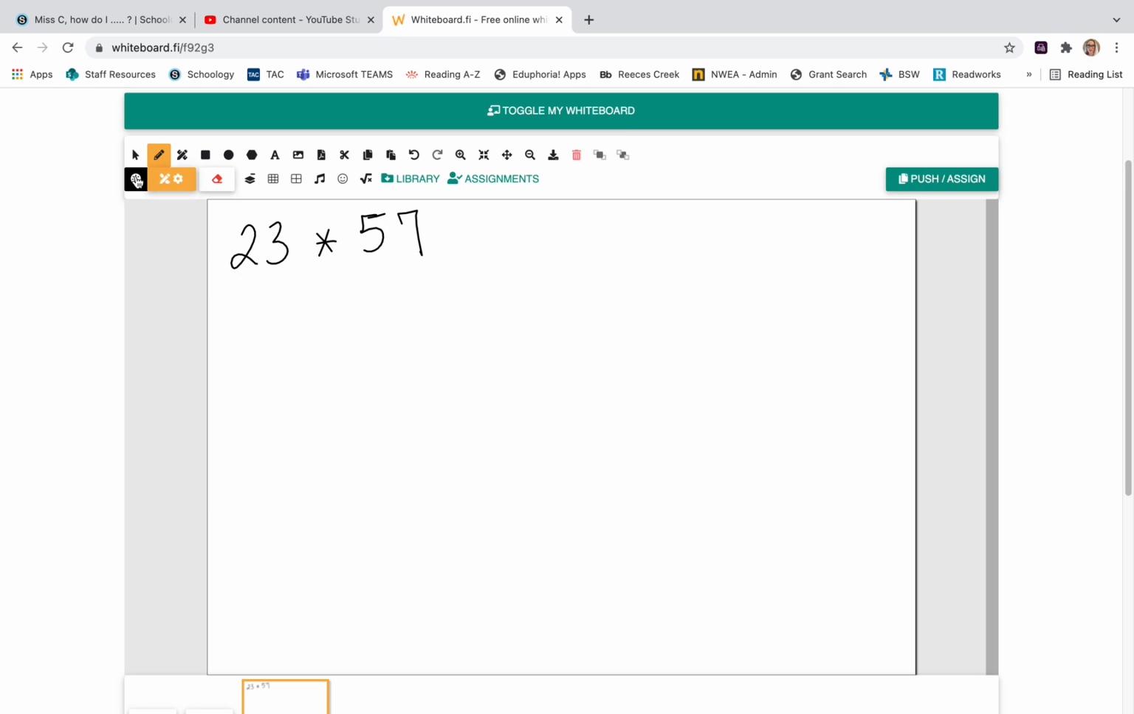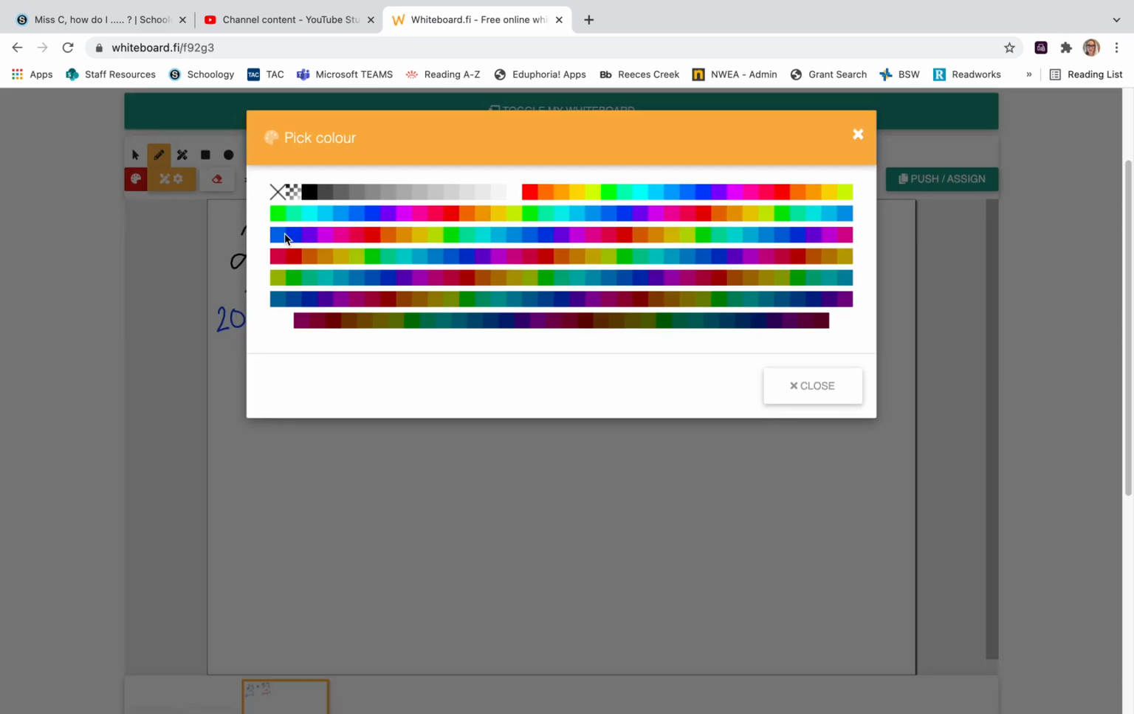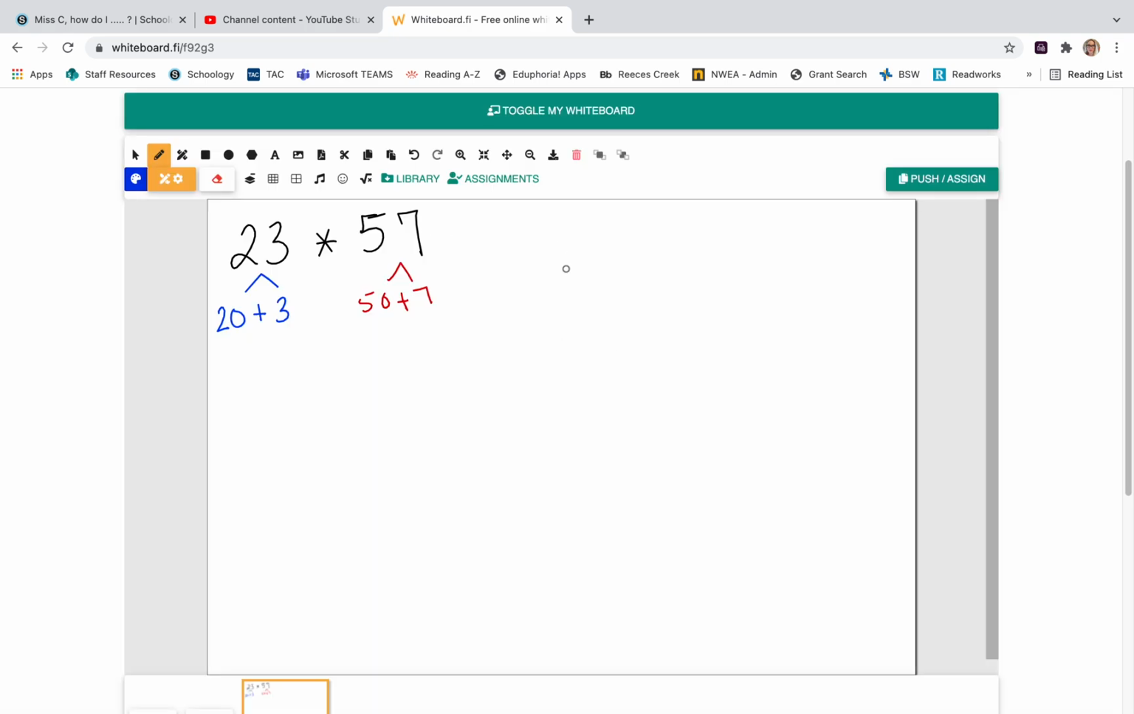So we're going to start by breaking down what those numbers are into expanded form. So 23 is 20 plus 3. 57 is 50 plus 7. So now I'm going to arrange my numbers before I actually draw my box. So I'm going to say 20 plus 3. And I'm spacing them out to give us a nice little bit of room. And 50 plus 7.